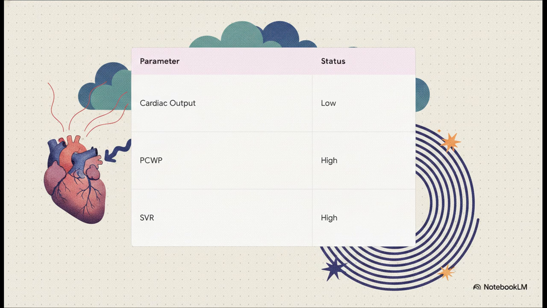Then, in a desperate attempt to keep systemic perfusion going, the sympathetic nervous system kicks in, triggering peripheral vasoconstriction and heavily increasing systemic vascular resistance.